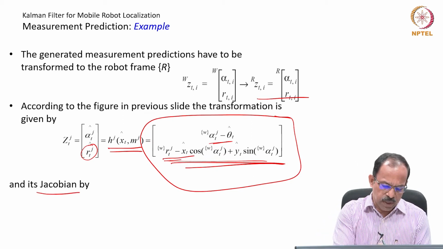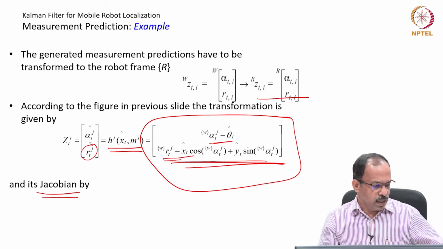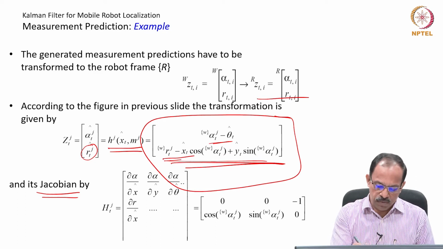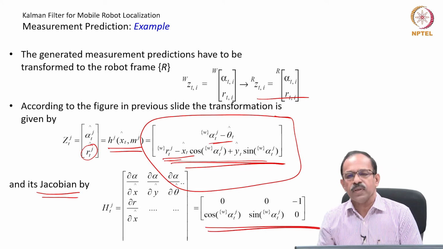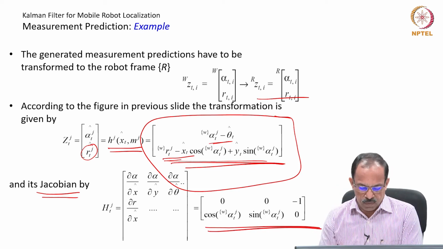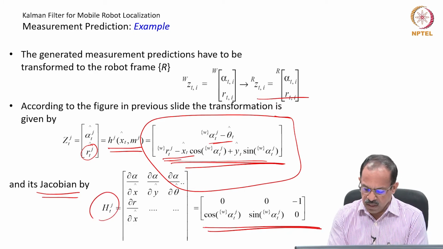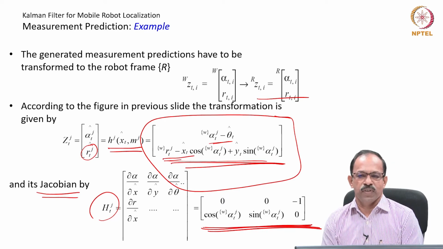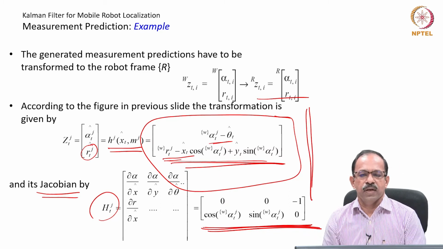And you can get its Jacobian also. You can take the partial derivative of this with respect to alpha and r. Oh, sorry, partial derivative of this with respect to x, y, theta. You will be getting this as the Jacobian. So, this capital H, the Jacobian, will be 0, 0, minus 1 for alpha, and cos alpha, sin alpha, 0 for r. That will be the Jacobian of the transformation. So, you have this Jacobian obtained.